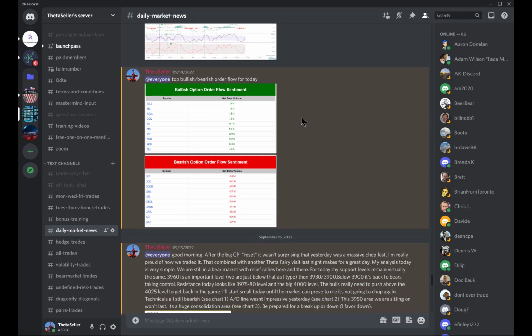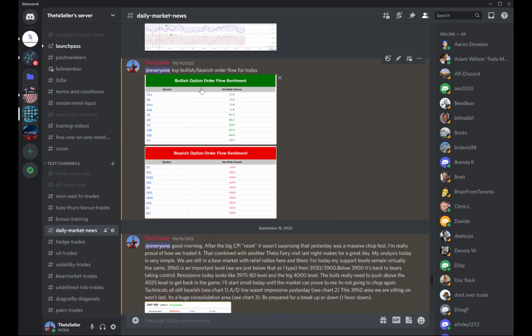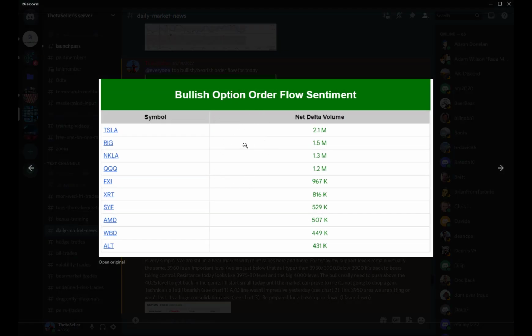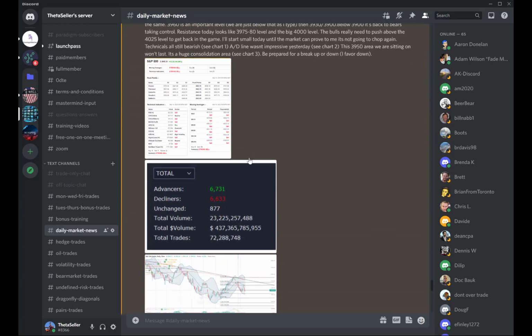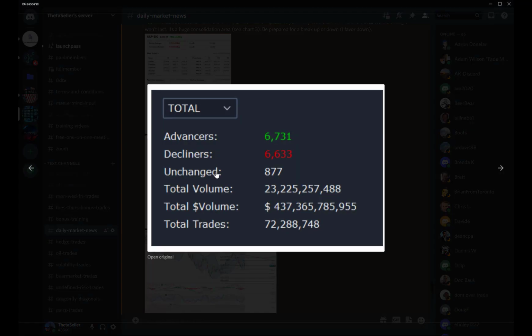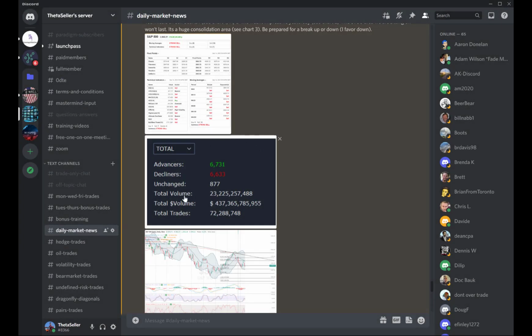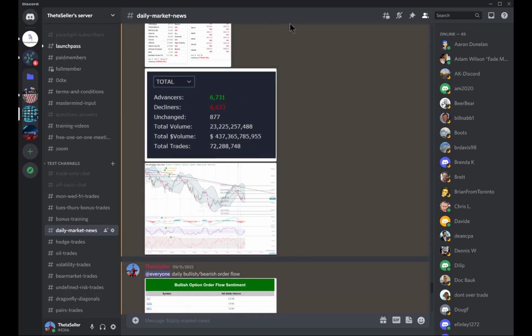Now, as the day progresses, I'll show you also what the bullish and bearish order flow for the day is, what has the most bullish order flow going in, and what has the most bearish order flow going in as the day progresses. And then last but not least, at the end of each day, I'm going to show you the AD line, the advanced decline line. How many advancers versus how many decliners did we have? That's a really good way to take the temperature of the marketplace. So this is an important area.